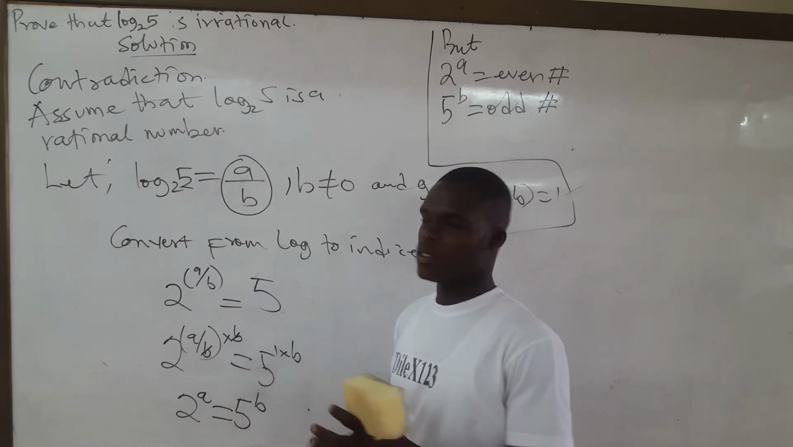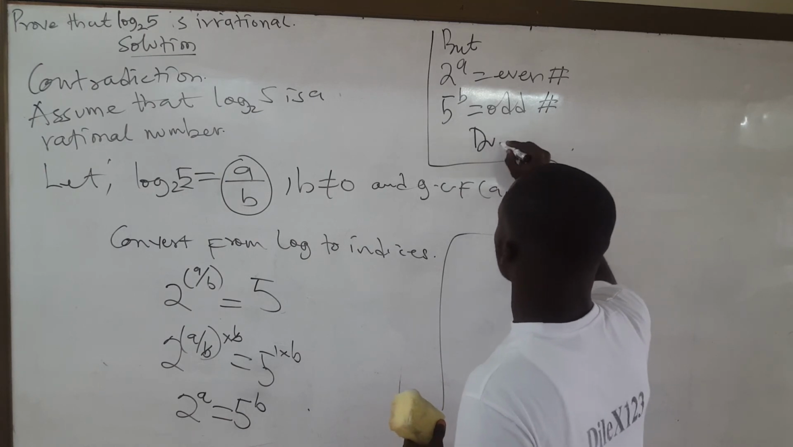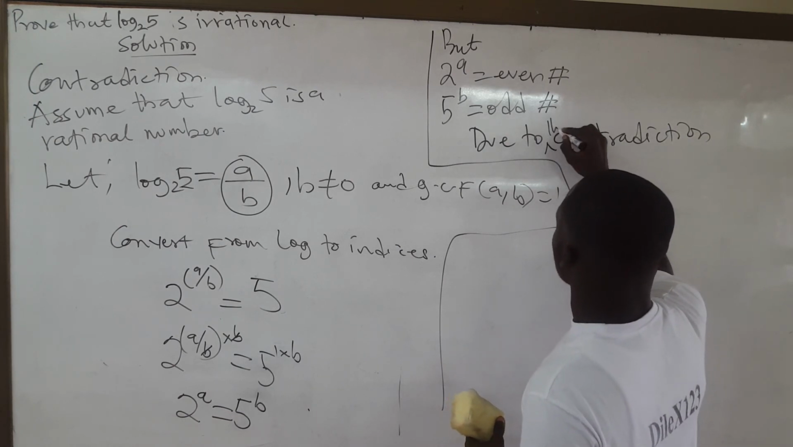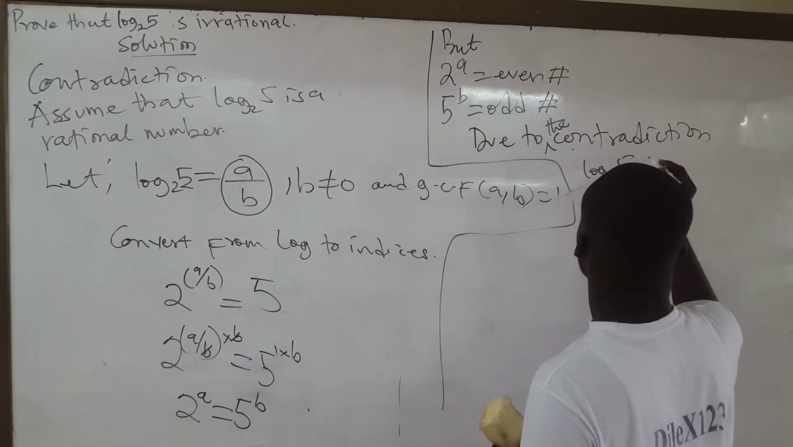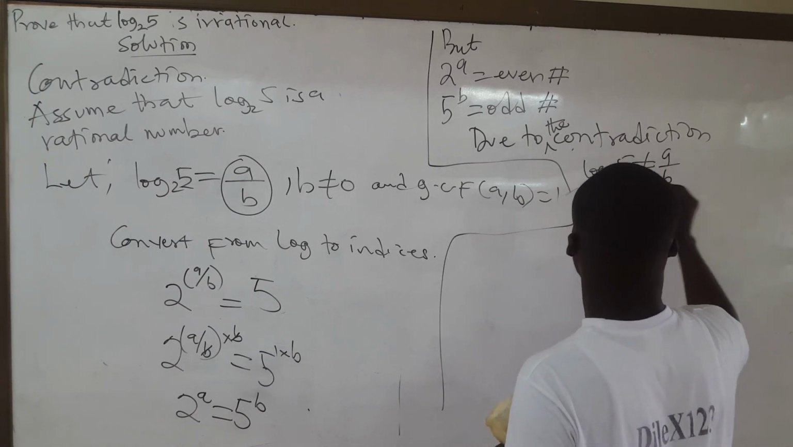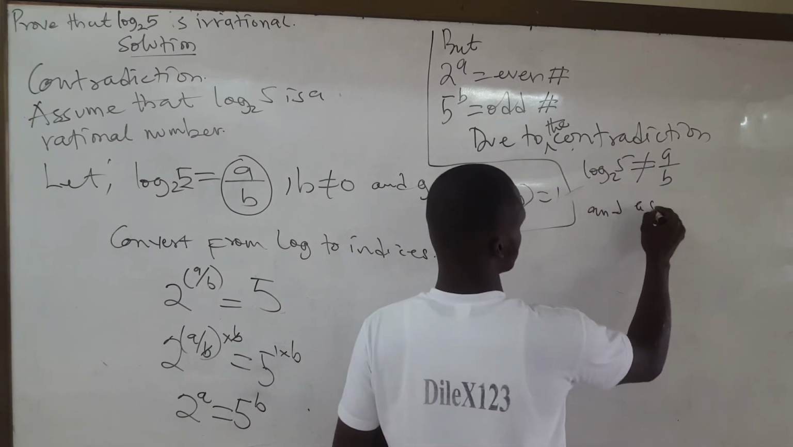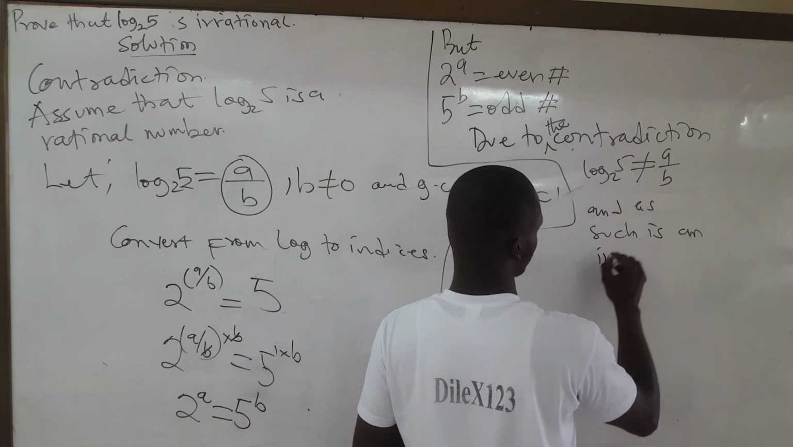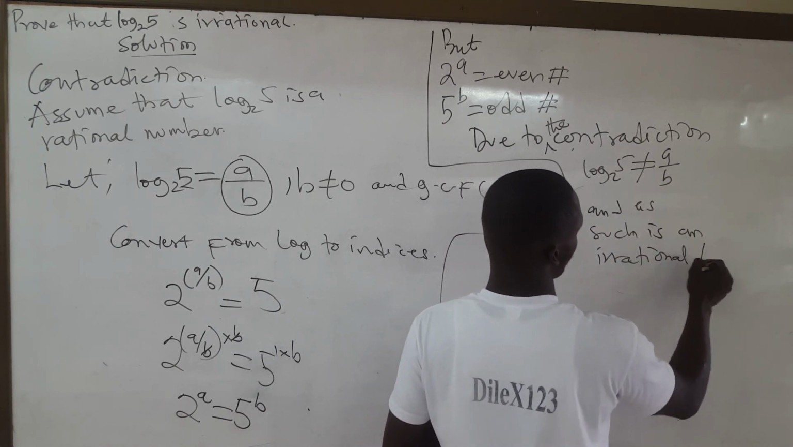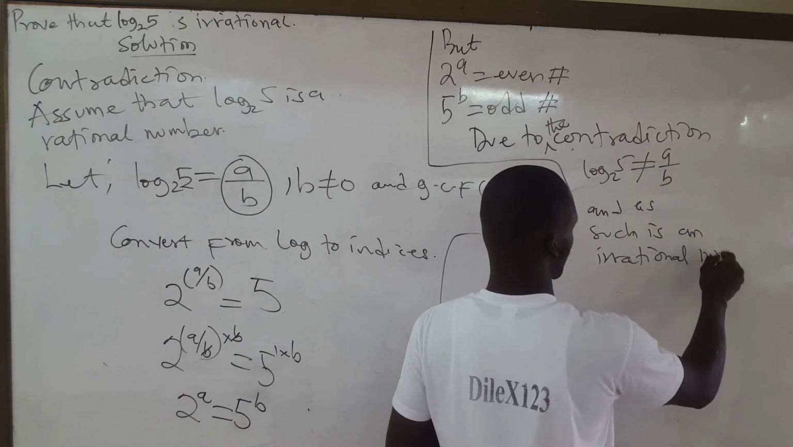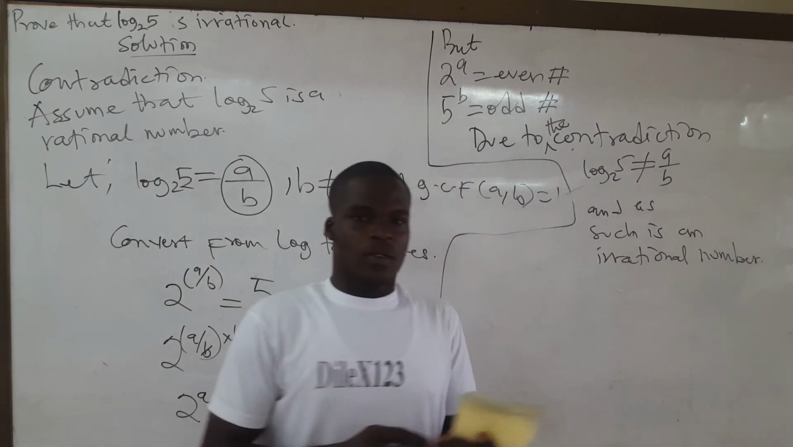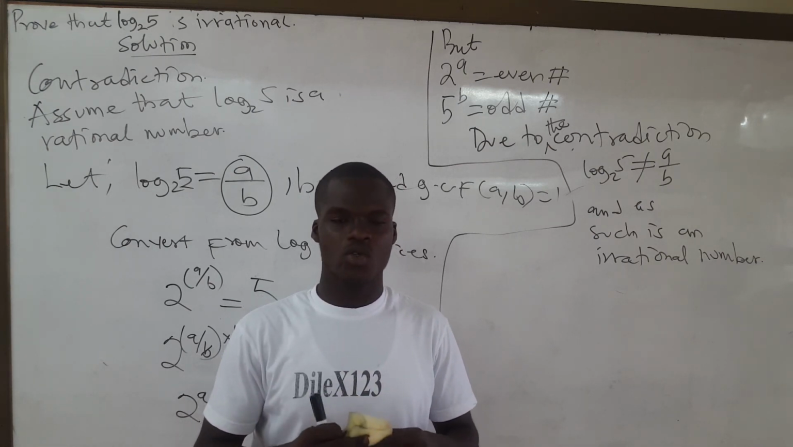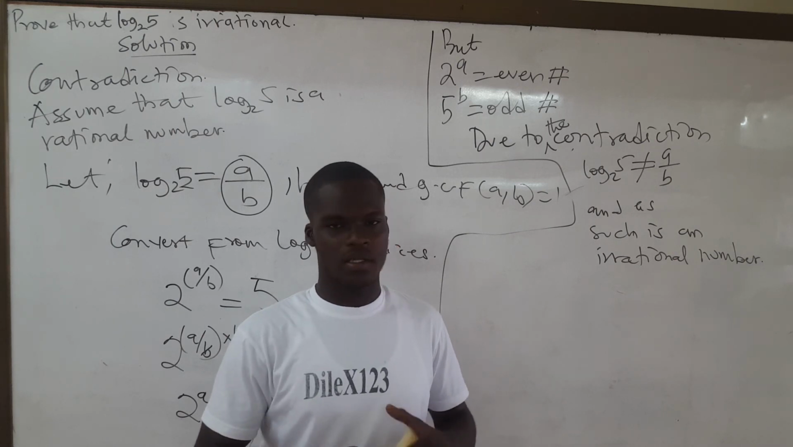So due to this contradiction, we write that log 5 base 2 can't be equal to a over b, and as such it is an irrational number. So this is the procedure we go through in order to prove that log 5 base 2 is an irrational number and not a rational number.